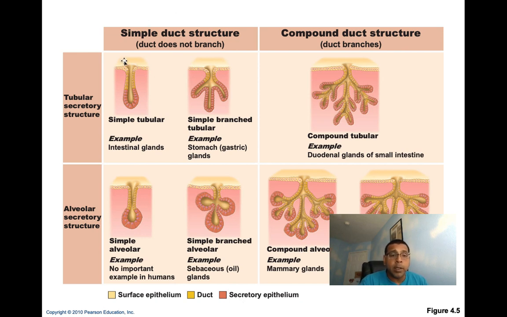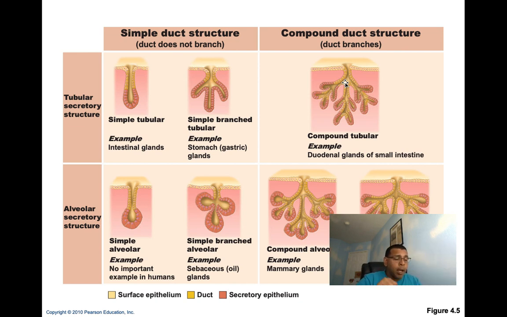So here you can see the surface epithelium, and then here's the duct, right? The color is all color coordinated for you. So the duct, and the ducts we see here. When we talk about the duct, you can have a couple of different types. You can have either a simple duct or a compound duct.